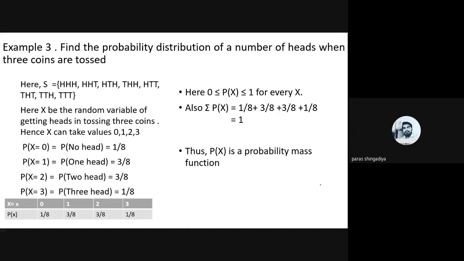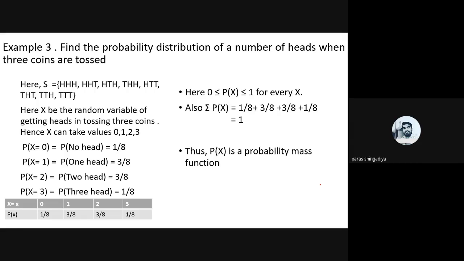Probability for X equal to 0 means no head. There is only one case, TTT, so its probability will be 1 by 8. Probability for X equal to 1, meaning 1 head, is 3 by 8. Probability for X equal to 2 is also 3 by 8.